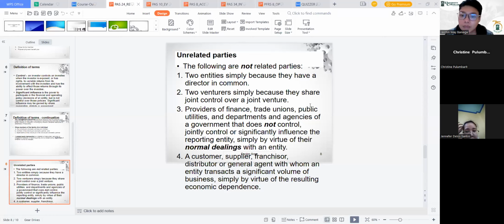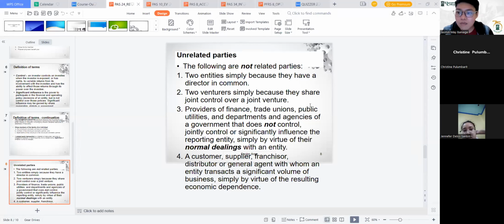part of related parties. Number three, providers of finance, trade unions, public utilities, take note, and departments and agencies of a government that does not control, jointly control, or significantly influence the reporting entity are not related parties, but a typical or normal business-related transaction with our entity.